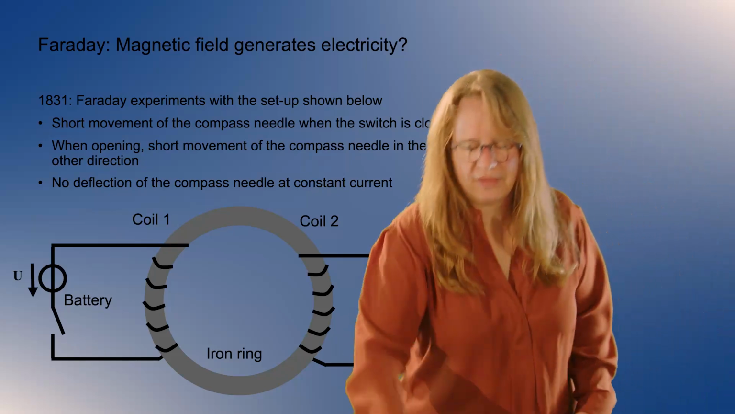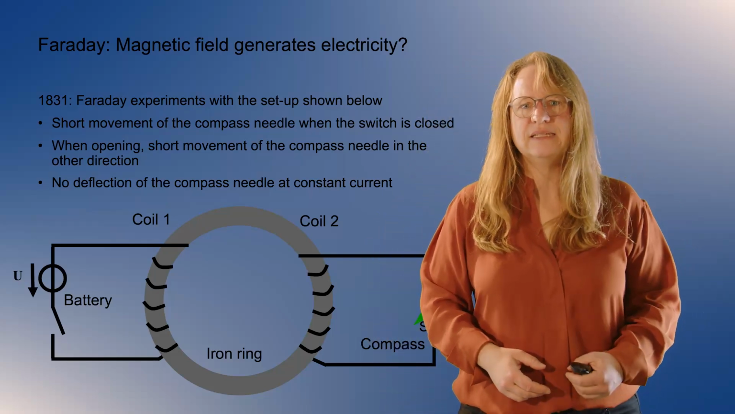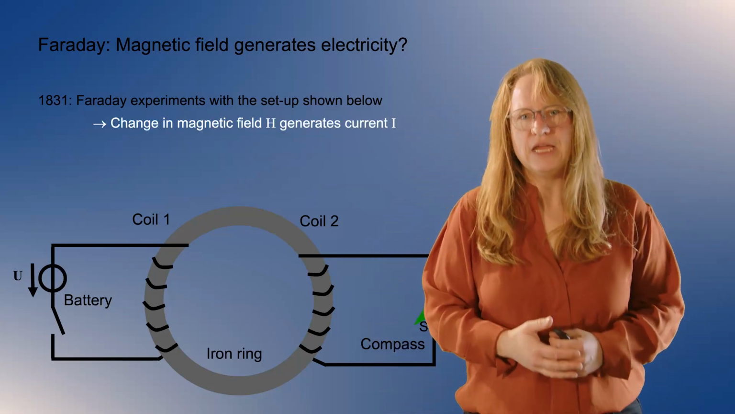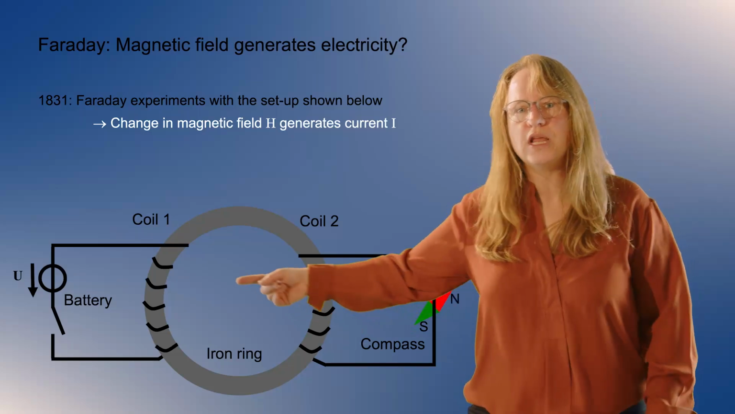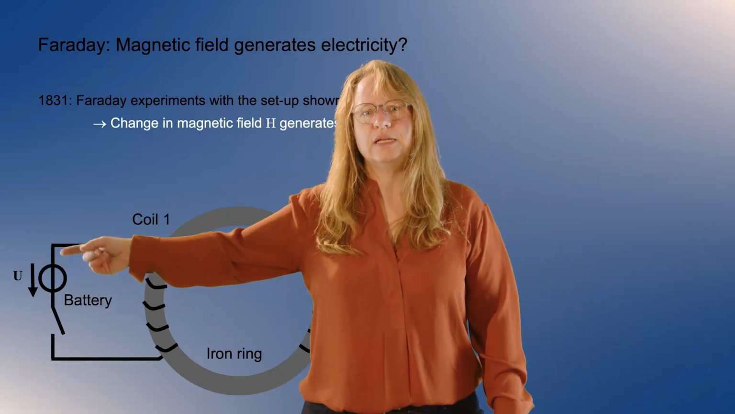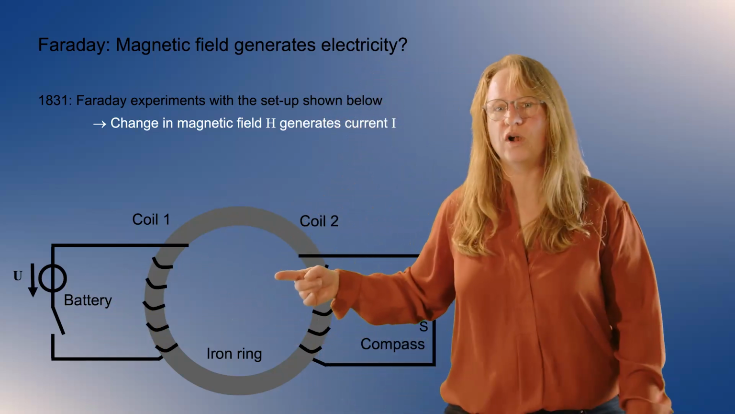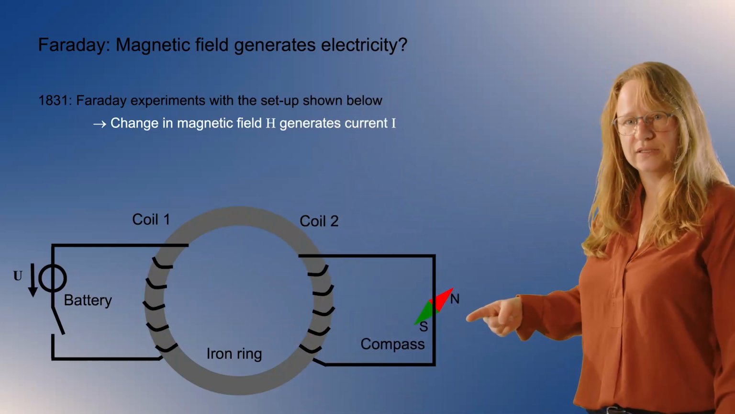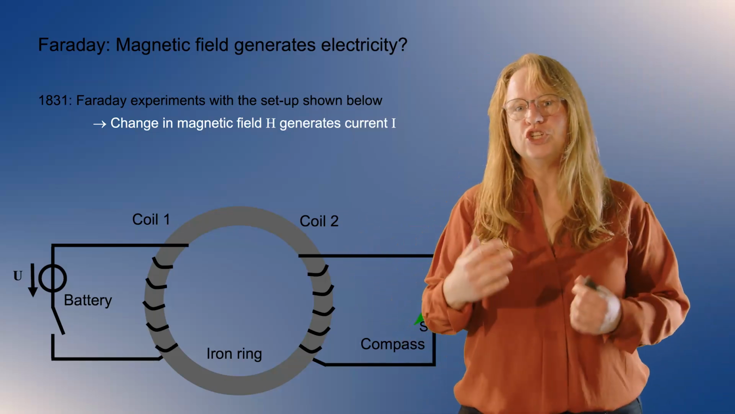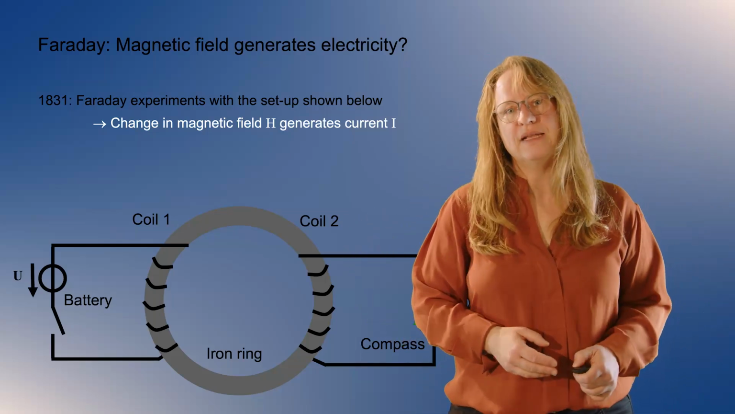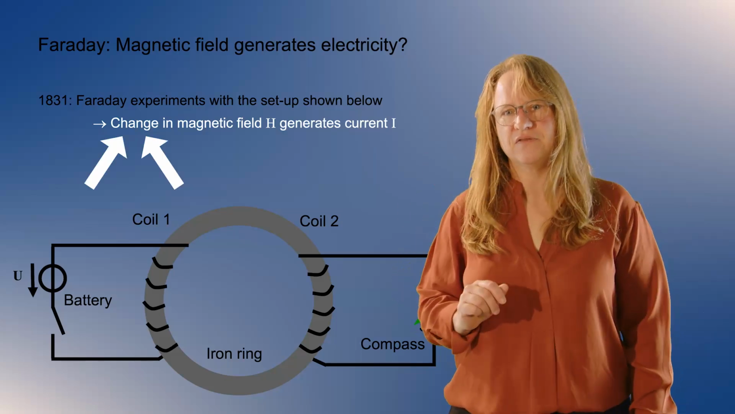So what then was the conclusion is that a change in the magnetic field H generates the current. So only in the moment that the switch is being closed or opened, so if there's a change in the overall scenario, is something observed with the compass needle, and therefore that means a change in the magnetic field generates the current I. So really important, a change in the magnetic field.